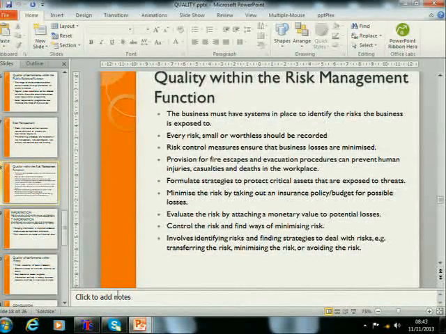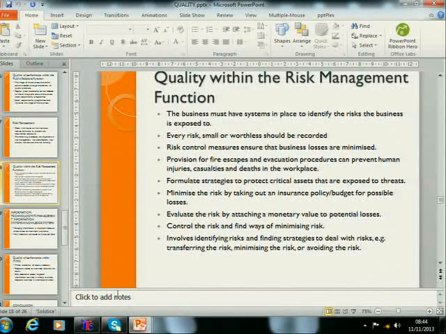Now, quality of performance within the risk management function. The business must have systems in place to identify the risks. Every risk, small or worthless, should be recorded. Risk control measures ensure that business losses are minimized. Provision for fire escapes and evacuation procedures can prevent human injuries, casualties, and deaths in the workplace. So to minimize the risk, you can provide fire escapes or evacuation procedures. That is quality to prevent deaths or injuries.